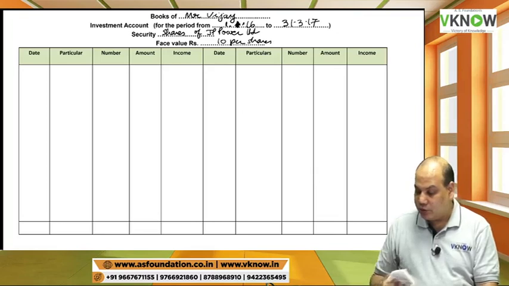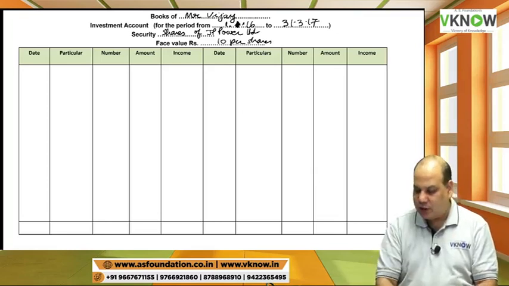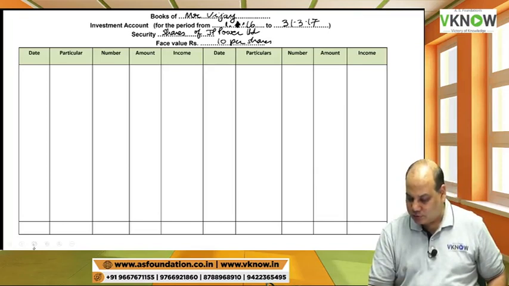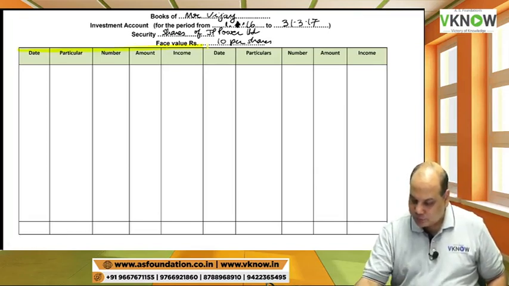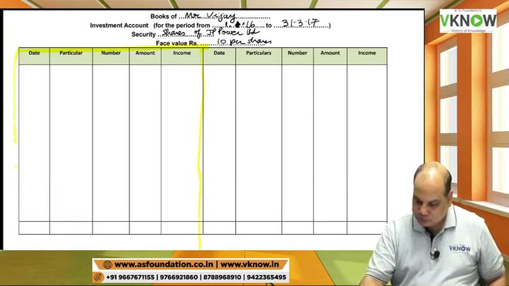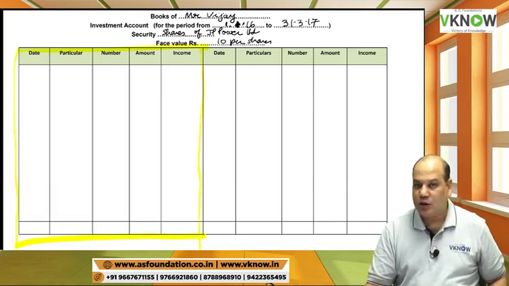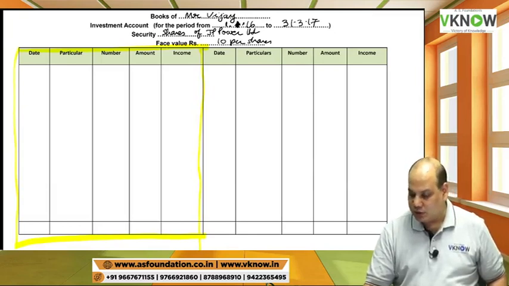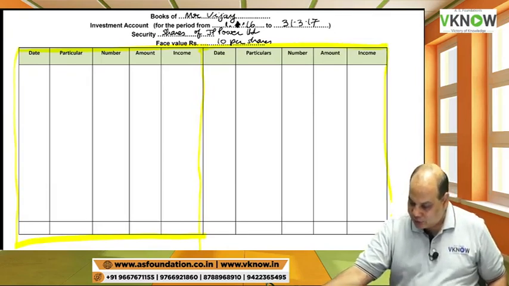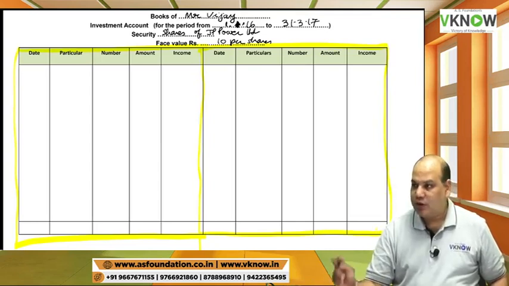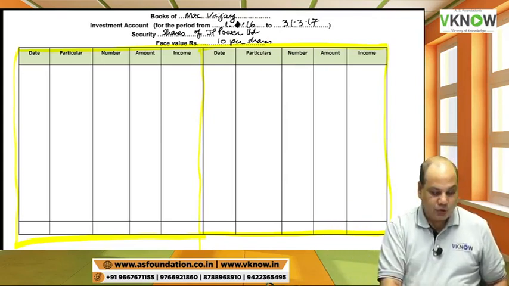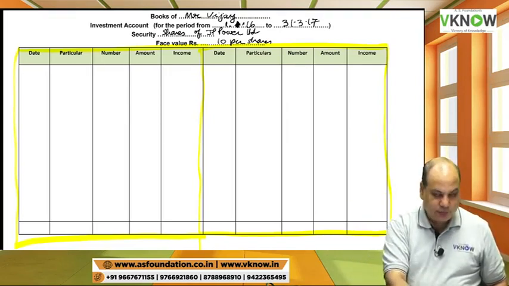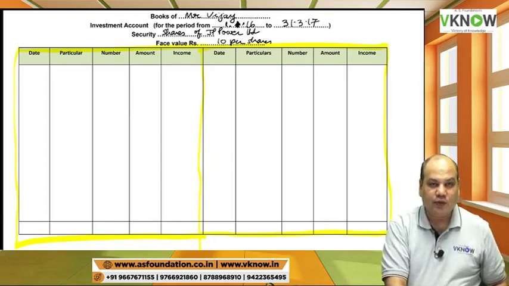Draw the 10 column format. To save time, I have removed one column, the face value column. So on the debit side, 5 columns: date, particulars, number, amount, income. And on the credit side, 5 columns: date, particulars, number, amount, income. Draw about 25 lines. Take a scale. Draw the lines.